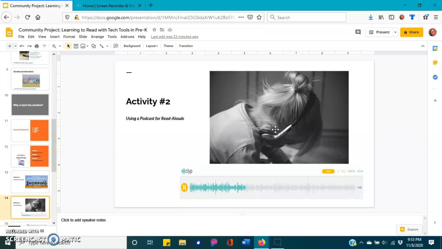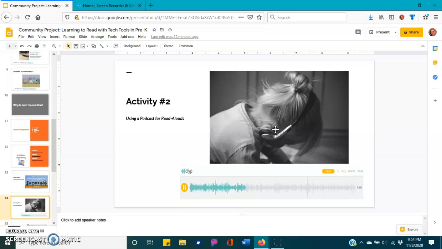So our second activity is using a podcast for read alouds. Prior to the lesson, the teacher will use the Clip technology tool to record a podcast of herself reading a book she has in the classroom. If she has multiple copies of the same book, this would be much less work for her, and she could talk to the library media specialist about getting multiple copies of the same book.